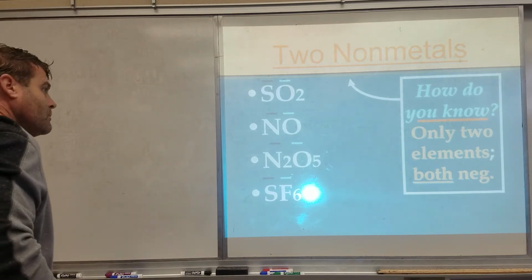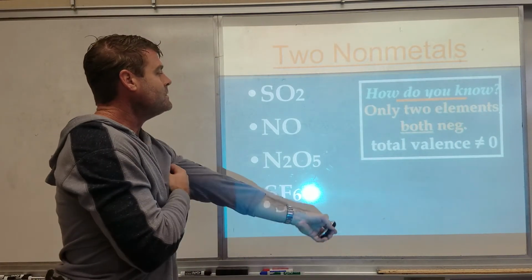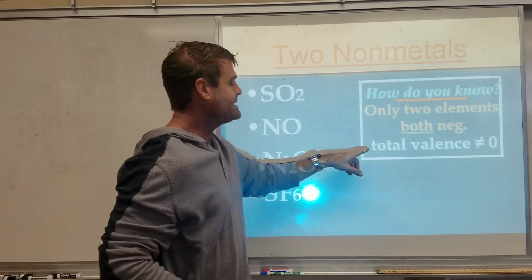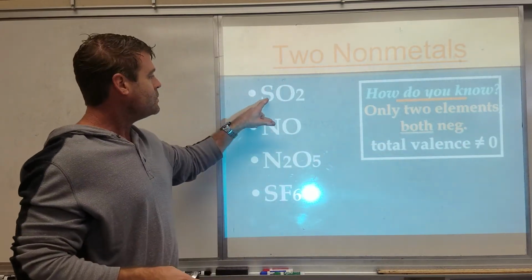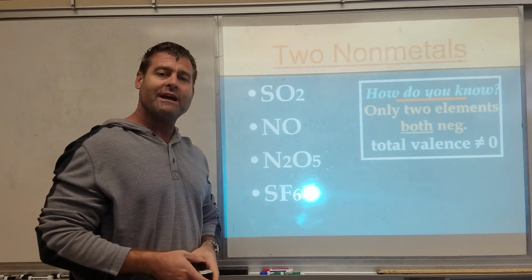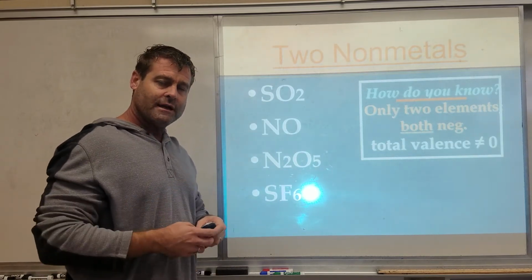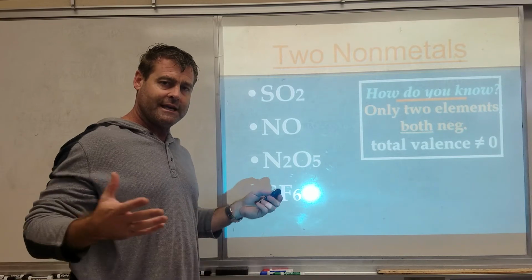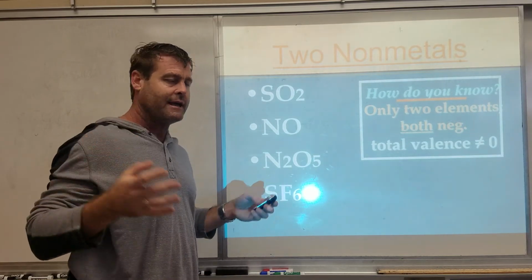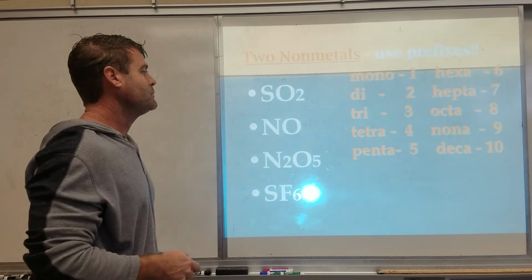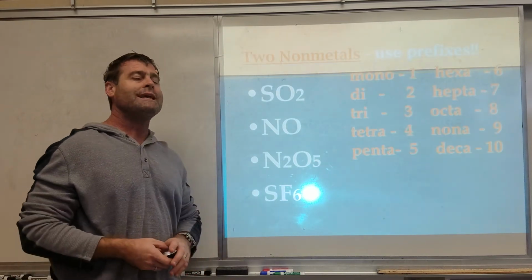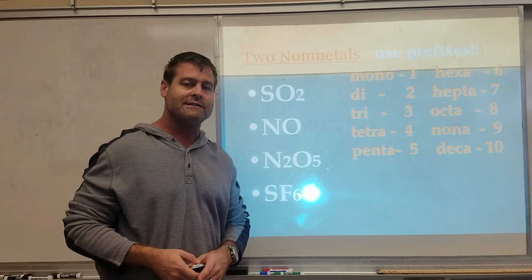Okay. So when you have that case, now you notice, look at here. It says the total valence does not equal 0. You guys remember why that is? Well, if they're nonmetals, they both have negative valences. Can you ever sum up negative values and get 0? You can't. So that rule does not apply to two nonmetals. Okay. So, you guys, this is the one category where we're going to use prefixes.